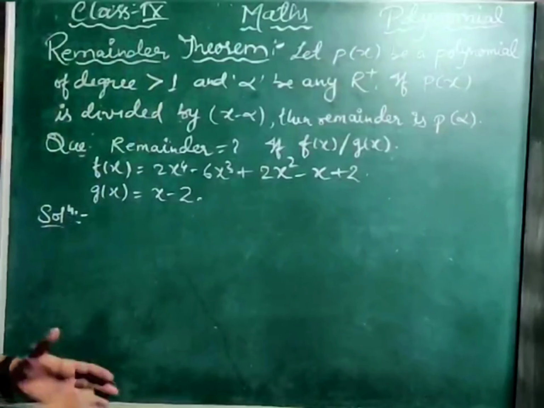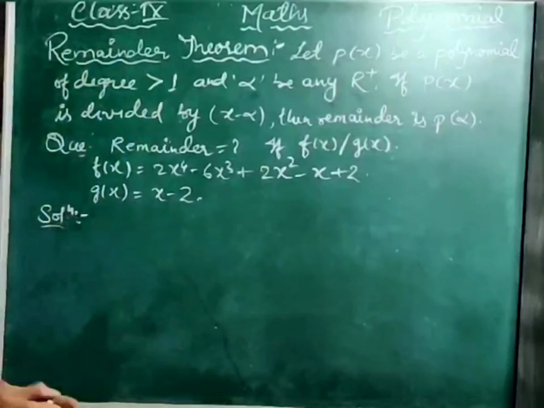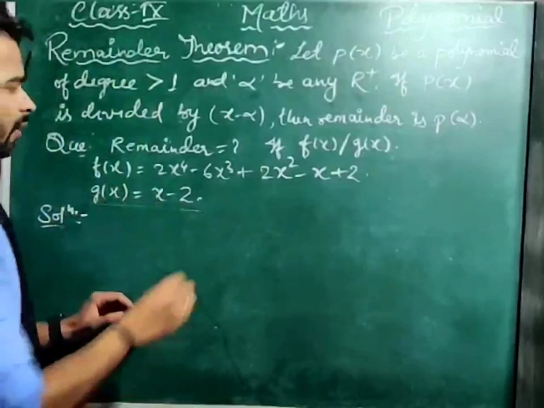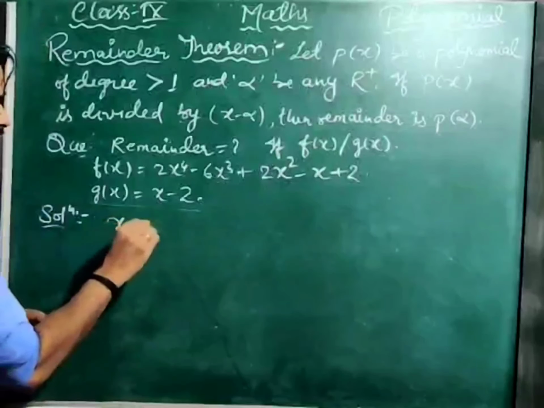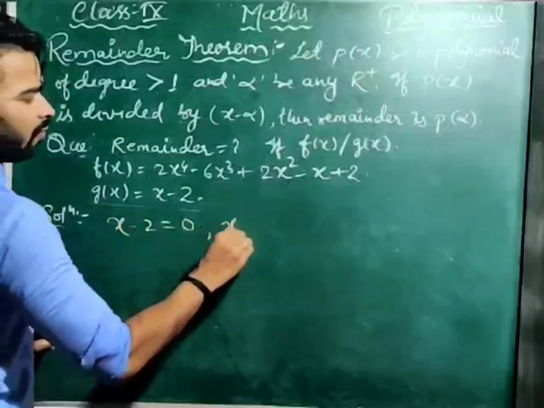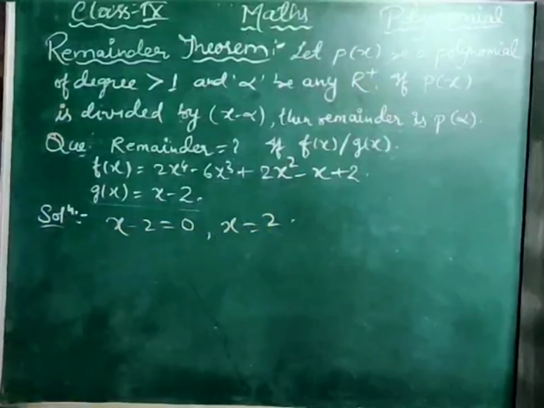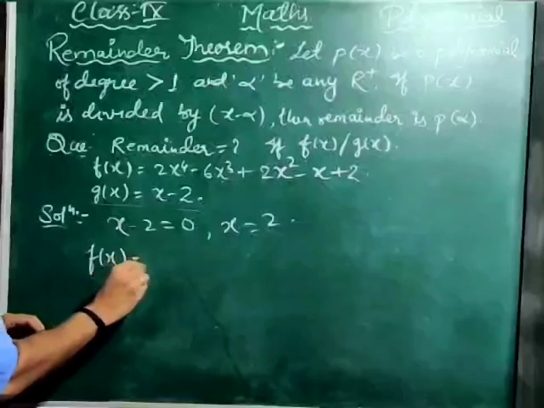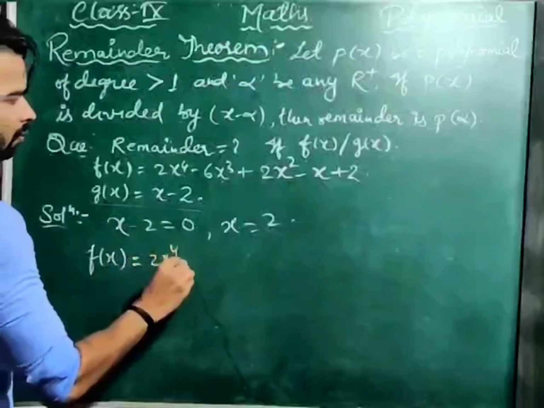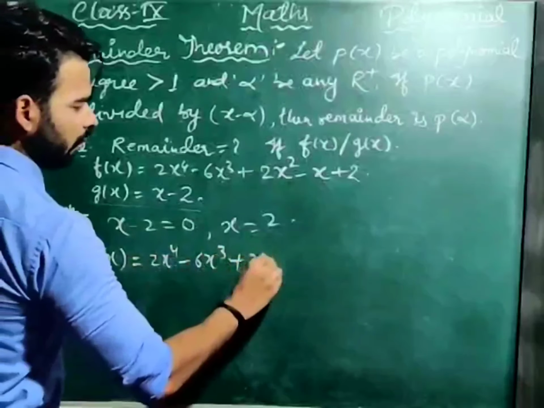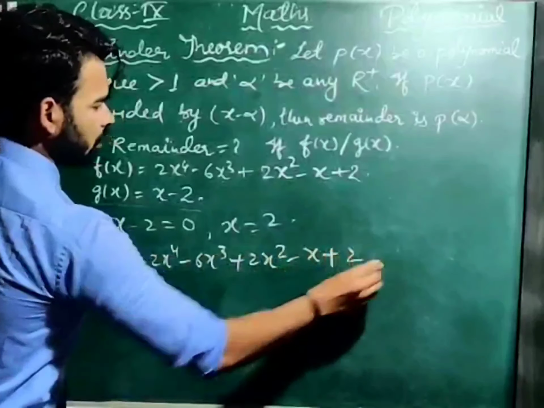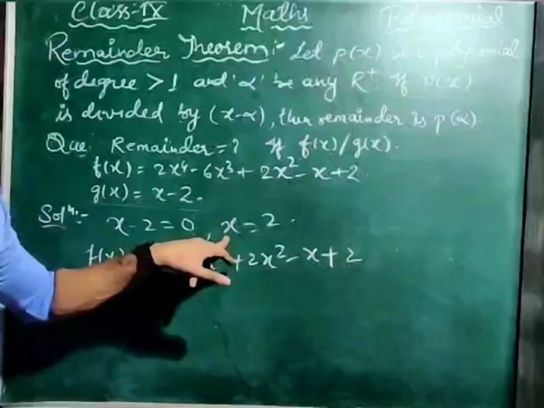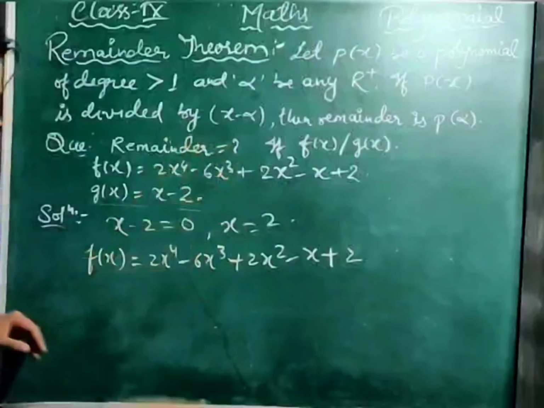Now, to solve this type of question, go through x minus 2, x minus alpha, it means the divisor. Take the divisor equal to 0, x minus 2 is equal to 0, then you will find the value of x. Now in the polynomial 2x^4 minus 6x^3 plus 2x^2 minus x plus 2, x is equal to 2, so instead of x you have to write down 2.